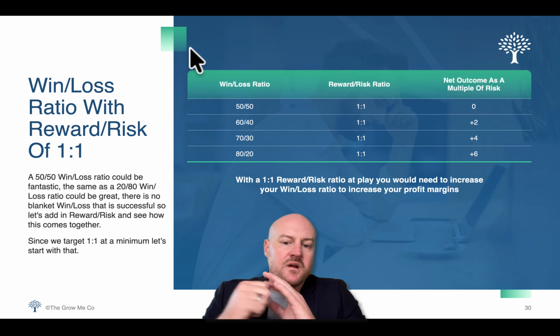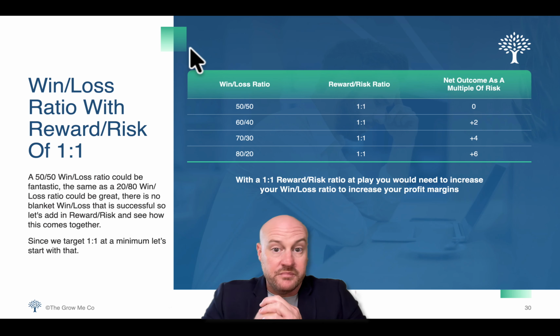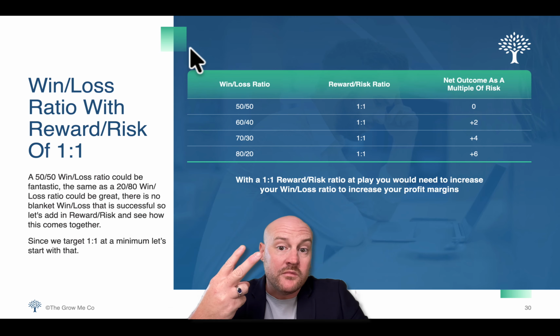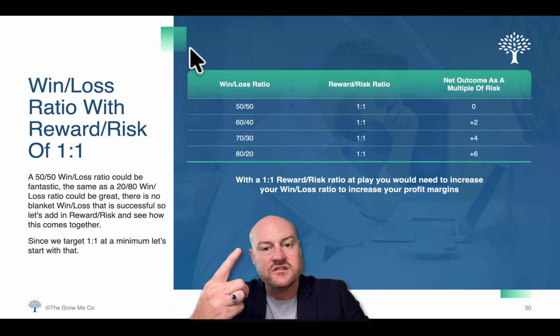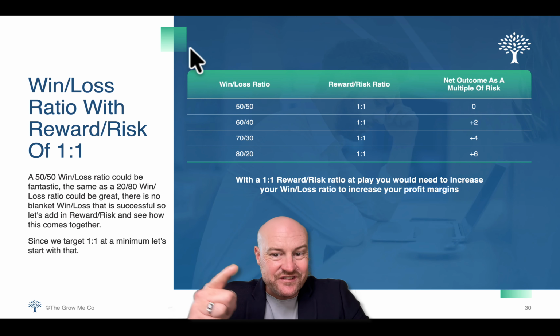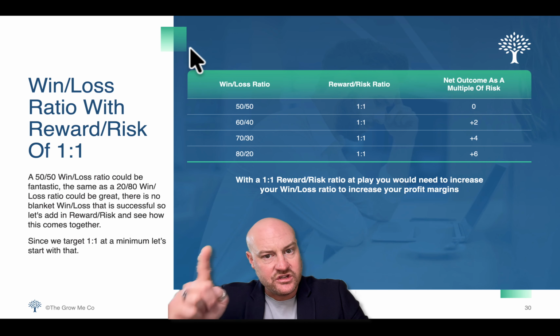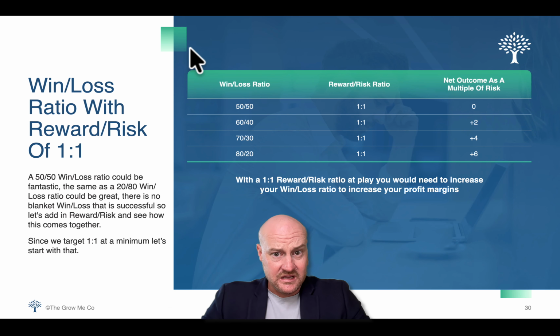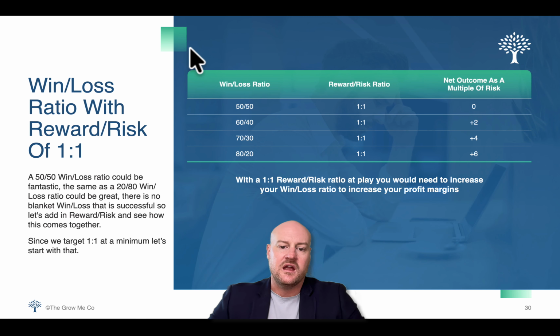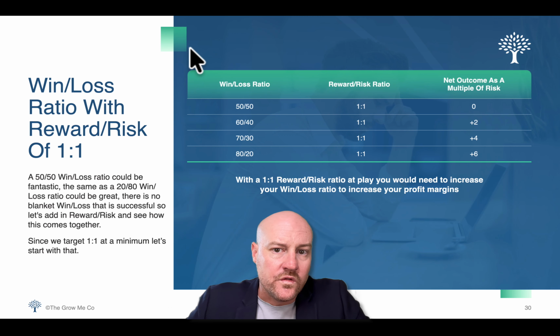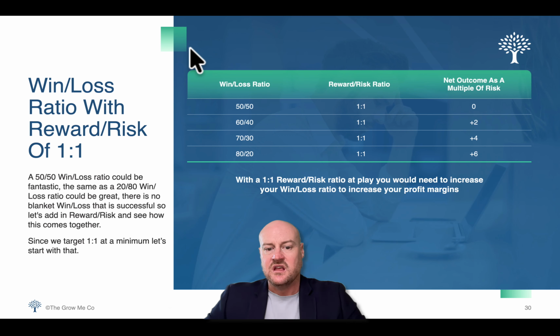If I then increase my win-loss ratio through experience, knowledge, and being able to trade well, I go to 60-40. Well, now I'm up a multiple of 2 on my risk. So if there was $1,000 risk per trade at a 60-40 win-loss ratio with a reward risk ratio of 1-to-1, I'm going to be net positive on 2, or $2,000, with a risk of $1,000 per trade, and so on and so forth as you work down through these numbers.